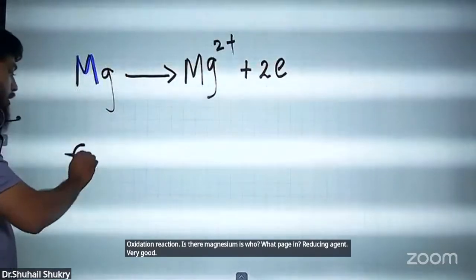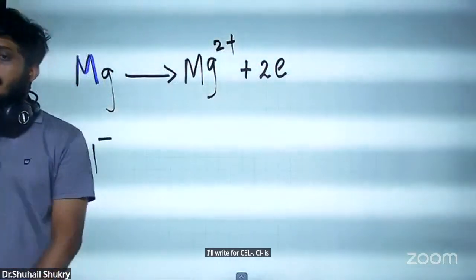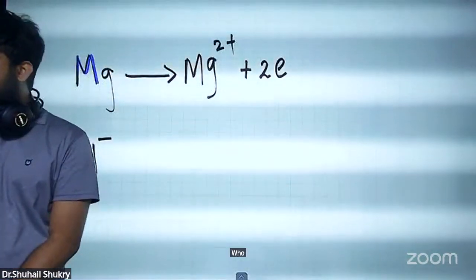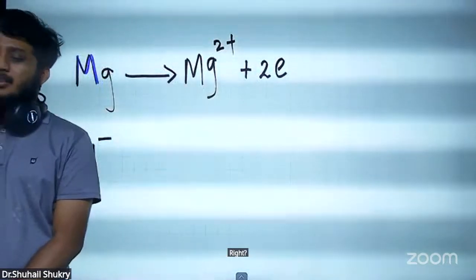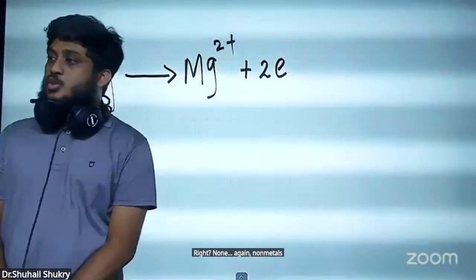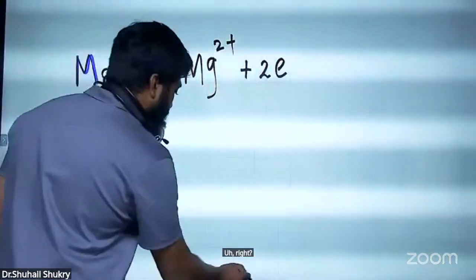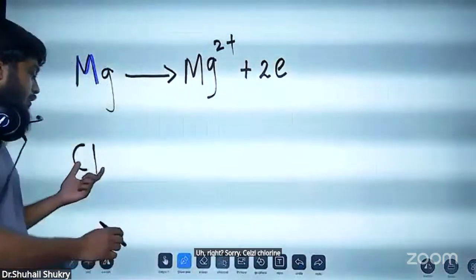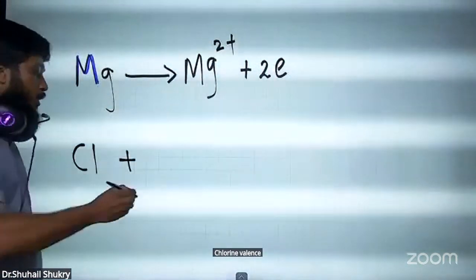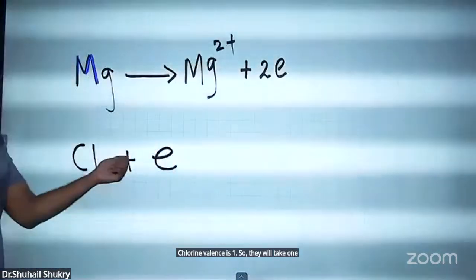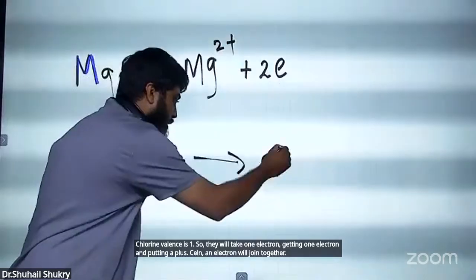I'll write for chlorine. Chlorine is looking for electrons. Non-metals love to get electrons. So chlorine, whose valency is 1, will take 1 electron. Getting 1 electron, I am putting a plus. Cl and an electron join together and form Cl minus.